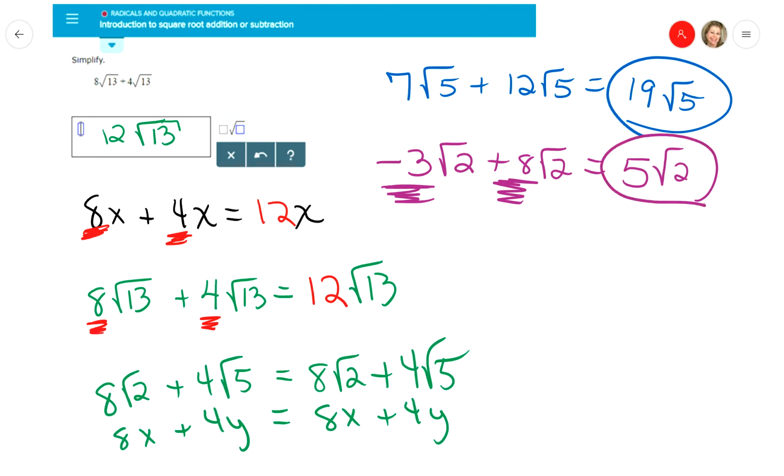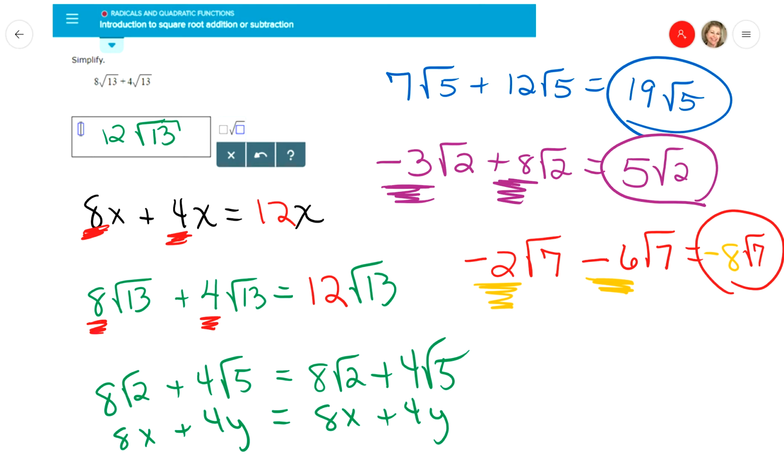Let's say I gave you negative 2 square roots of 7 minus 6 square roots of 7. Well, you've got a negative 2 and also a negative 6. Altogether, that's negative 8 square roots of 7. Now, in all these examples, the radicals were already the same, so you just combined them.